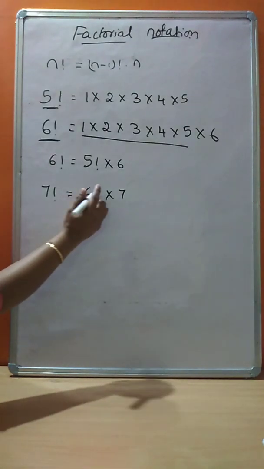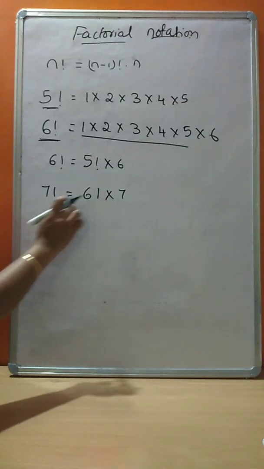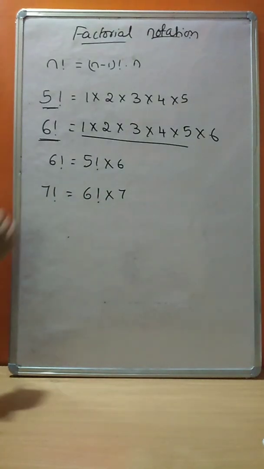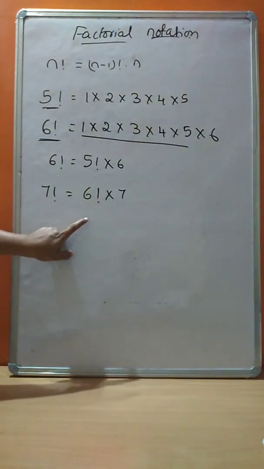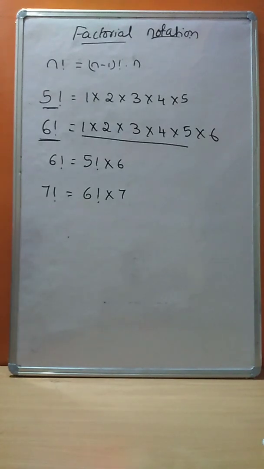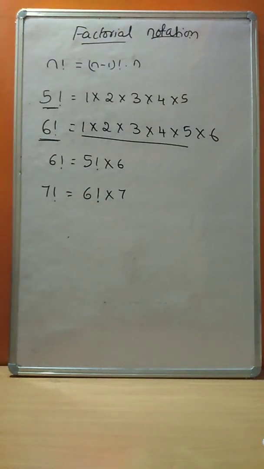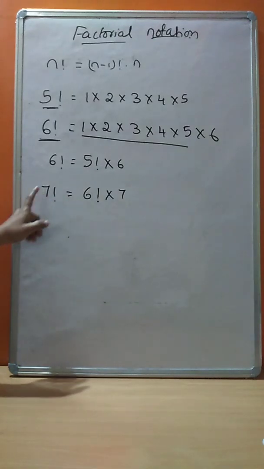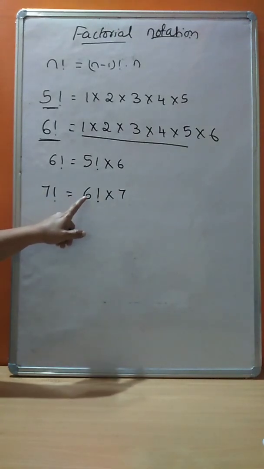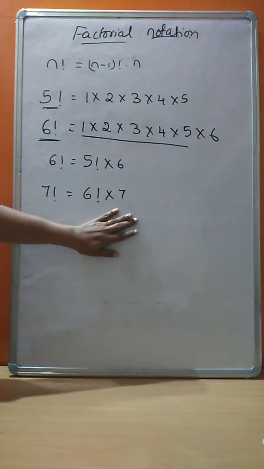Always remember, don't write only 1 here. You have to put the factorial sign also. The meaning of this is 6 factorial. If I write it without the sign, the meaning of this is 61. That's why you have to put the notation properly. Okay. 7 factorial can also be written as 6 factorial into 7.